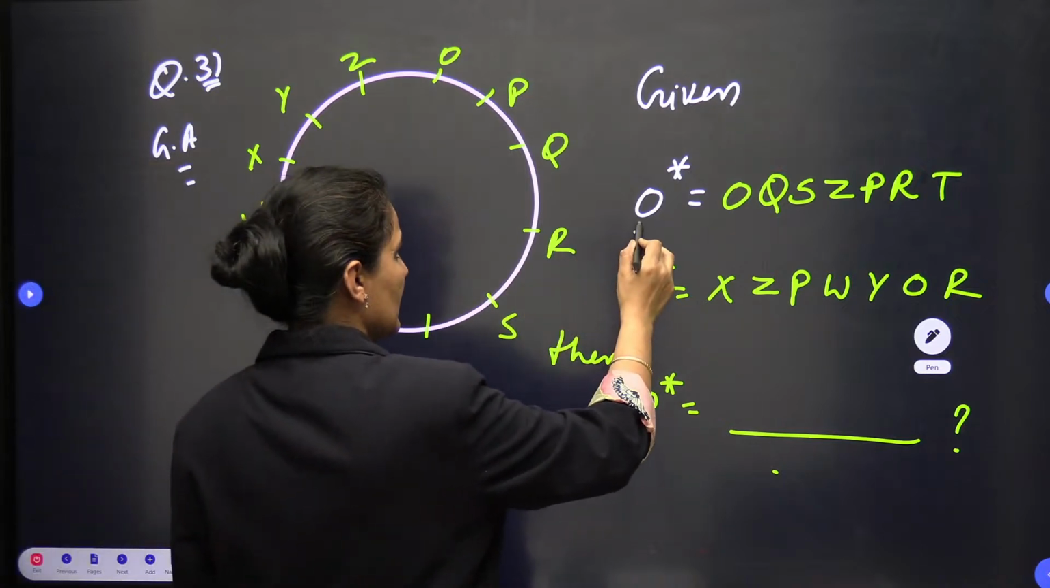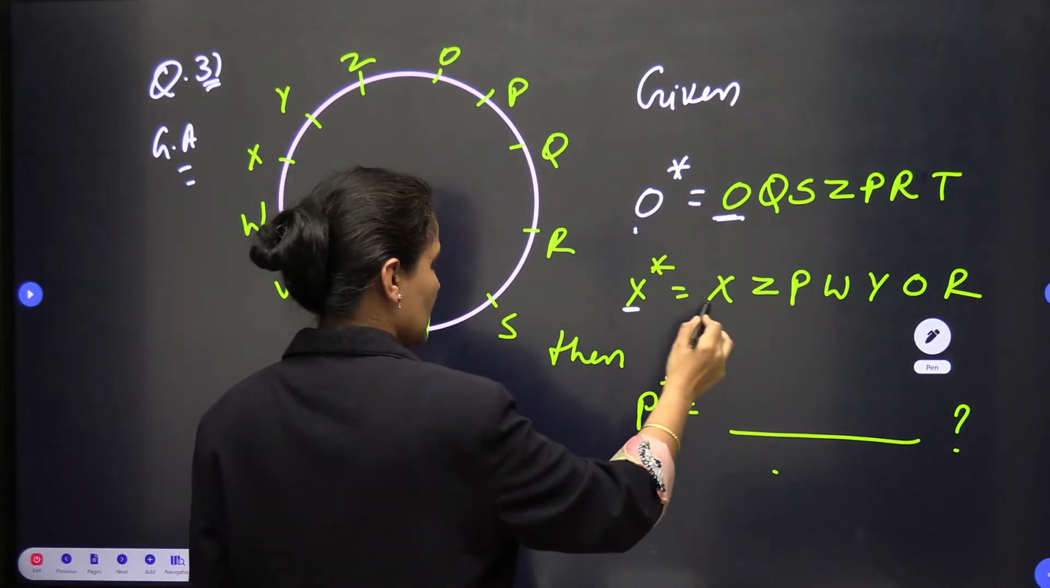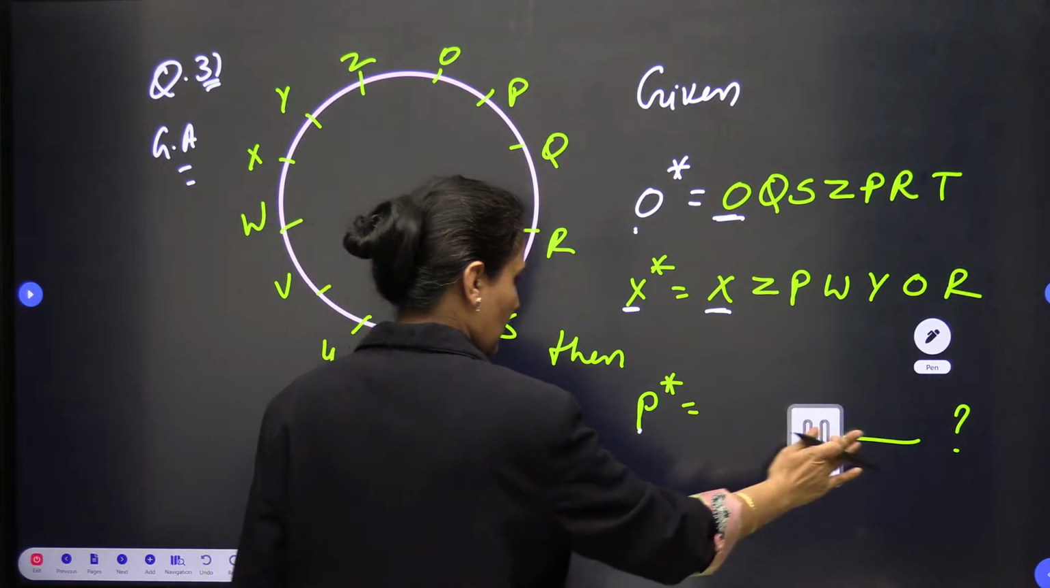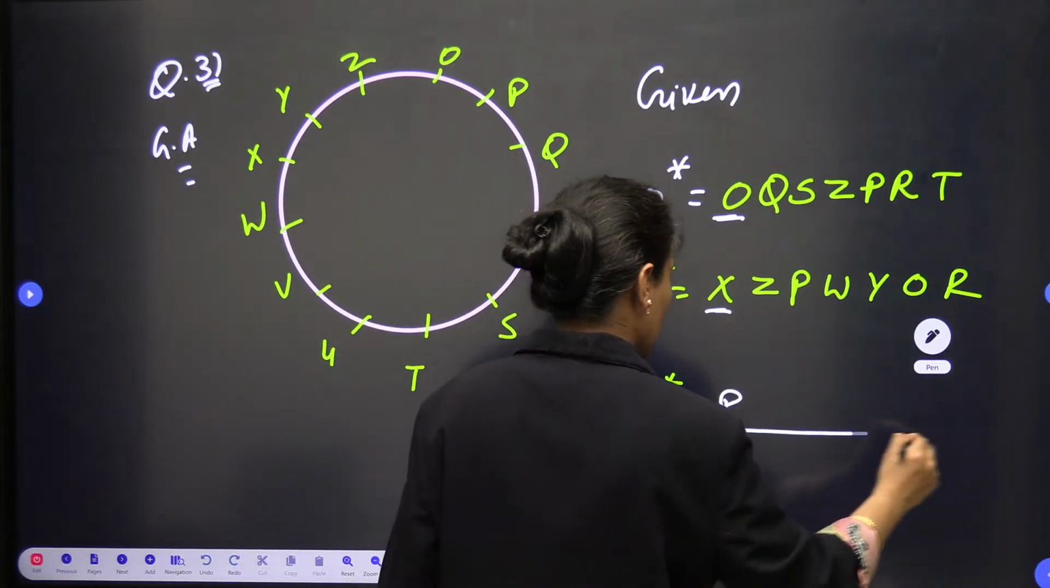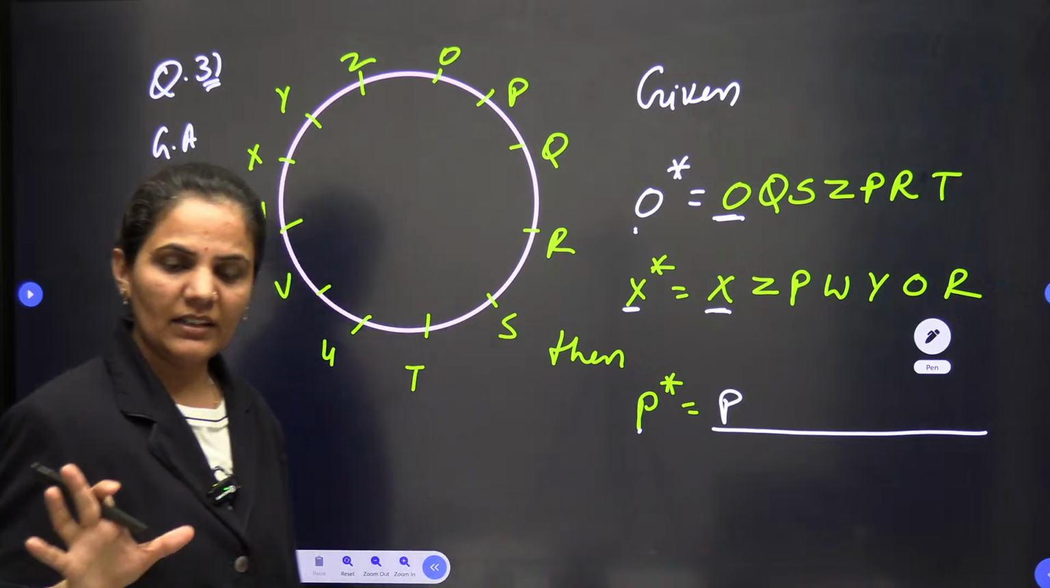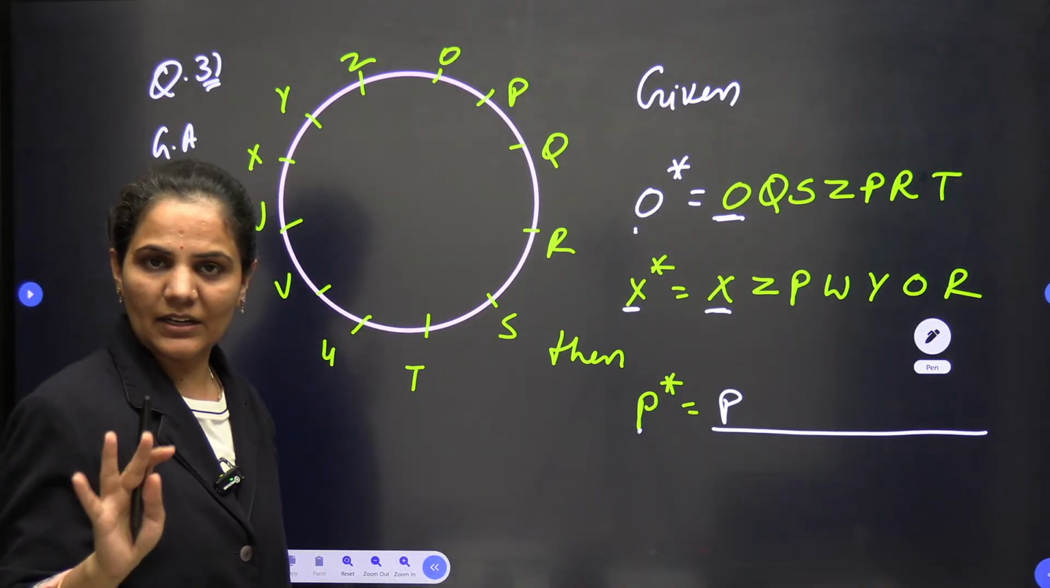So O star is here. You can see O star starting from O, X star starting from X. So P star should start from the P. I'm not having any option here, but in that option, surely it will exist. So the correct answer will start from the P first of all.